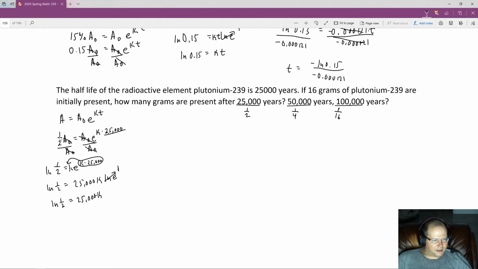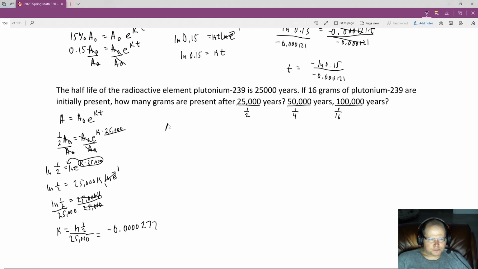And we end up with natural log 1/2 equals 25,000 k. We undo the multiplication of k by 25,000 by dividing by 25,000. And whatever we do to one side, we do to the other. That gives me k is equal to natural log of 1/2 divided by 25,000. That gives me approximately negative 0.000277.